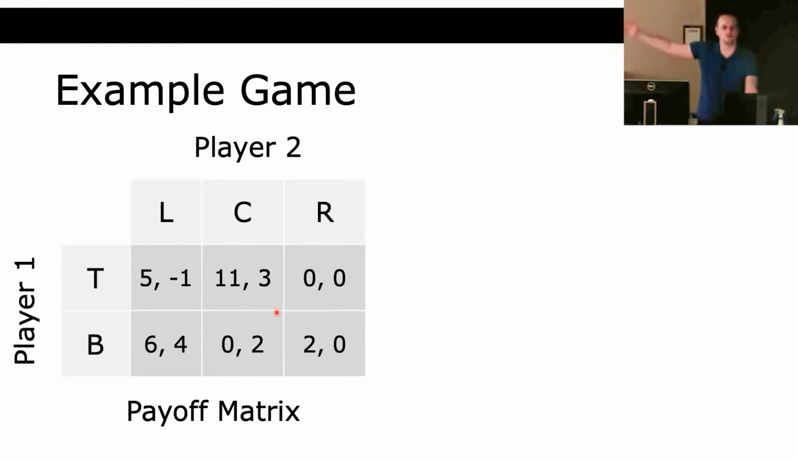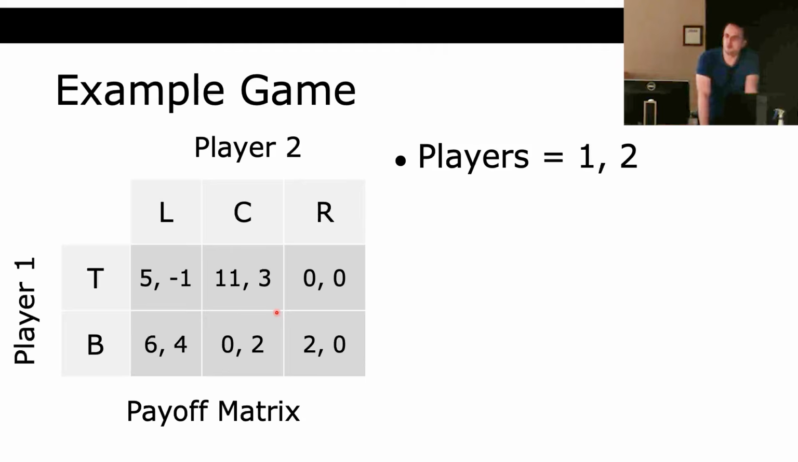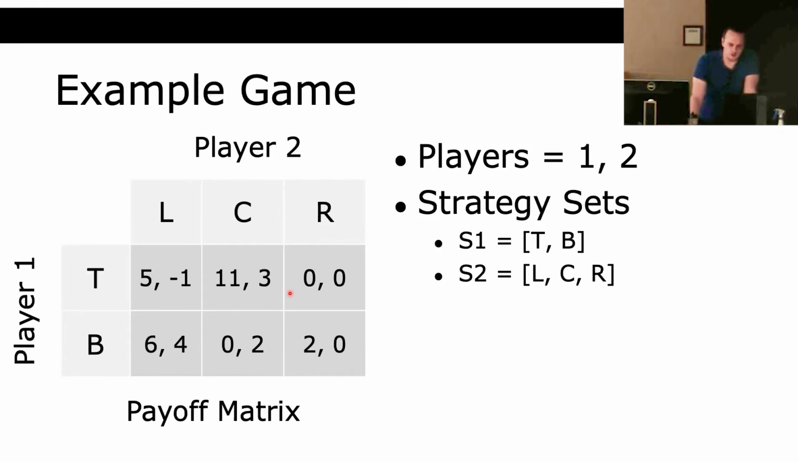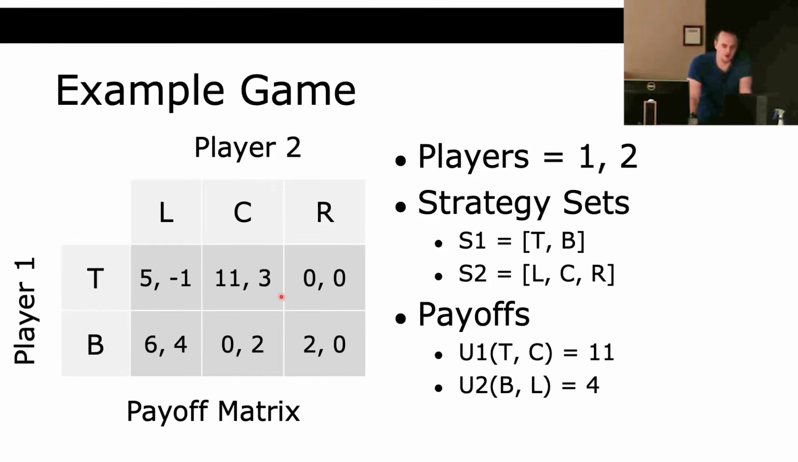I'm not going to go into what this means, just arbitrary numbers that we can do math with. So we have player 1 and player 2. The strategy sets are S1, those are the strategies that player 1 can play, so it's top or bottom. S2 is left, center, or right, so that's what player 2 can play. And the payoffs are this matrix.